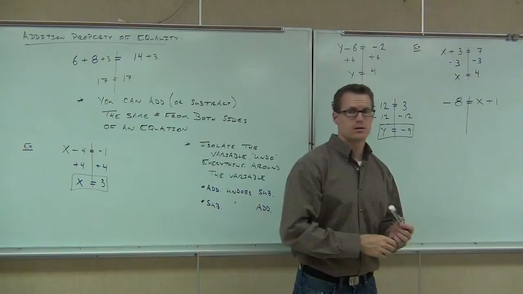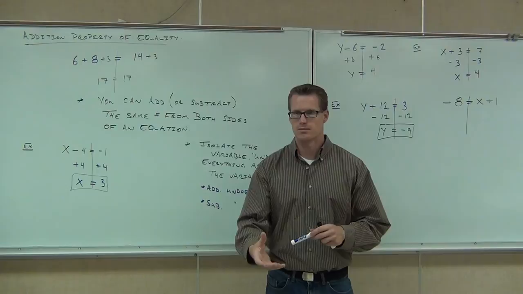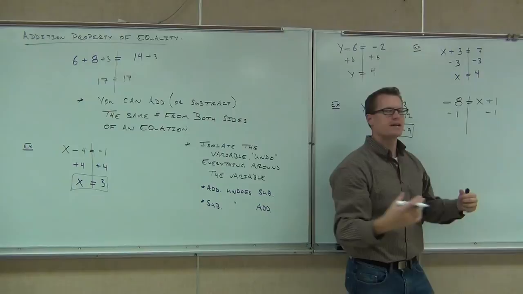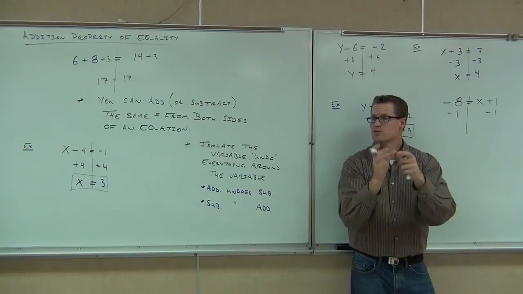Negative 1. Okay, we're subtracting, so I'd like if you said not negative 1, minus 1. Minus 1. We are subtracting here. So minus 1. If I subtract 1 from the right, I have to also subtract 1 from the left. On the right-hand side, here's what's going to happen. We've got a plus 1, we've got a minus 1. Plus 1, minus 1, that's going to give us 0. That's why we do that step. We're going to be left with x on the right-hand side.